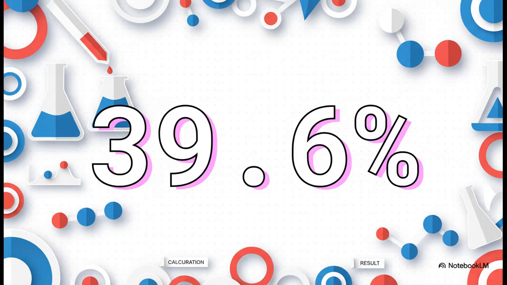Now, by taking the amount of acid we use to get to that equivalence point on our correct curve, we can do a calculation to find the purity of our original sample. And the answer comes out to 39.6%. This is a perfect example of how chemists use titration every single day to verify the quality of a product.